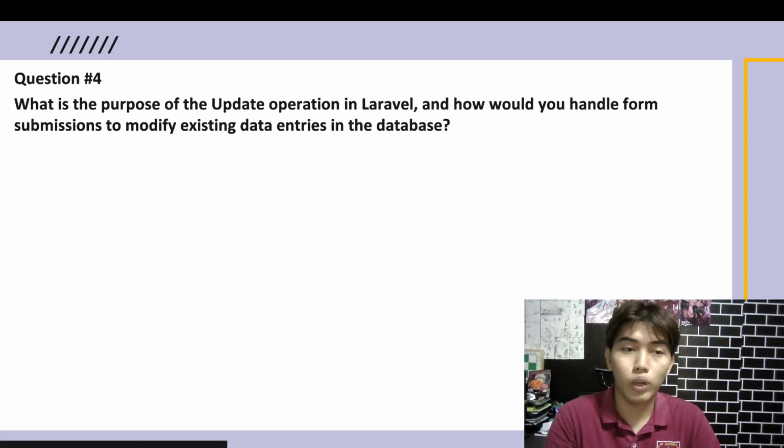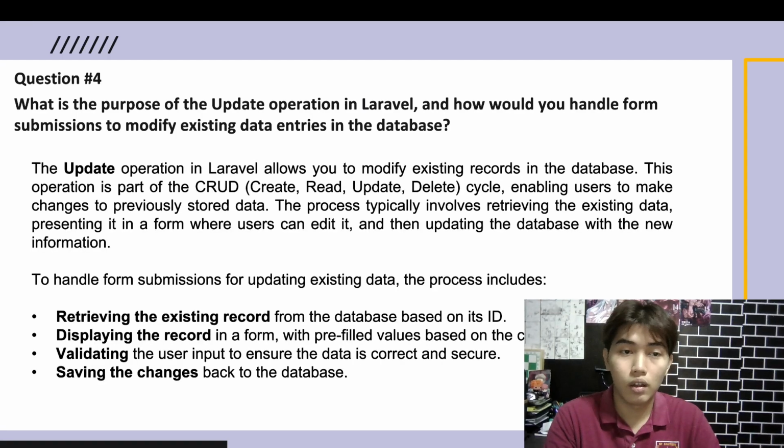For the fourth question, what is the purpose of the update operation in Laravel? And how would you handle form submissions to modify existing data entries in the database? The update operation in Laravel allows you to modify existing records in the database. This operation is part of the CRUD cycle, enabling users to make changes to previously stored data. The process typically involves retrieving the existing data, presenting it in a form where users can edit it, and then updating the database with the new information.